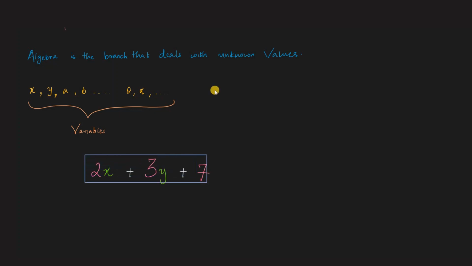What you see right in front of you is called an algebraic expression. Some students tend to mix up an algebraic expression with an algebraic equation. It is called an algebraic equation only if it is equal to something. For example, if I say 2x plus 3y plus 7 is equal to 0, or equal to another number like 5, or equal to another expression like 2x plus 3, then it becomes an algebraic equation.